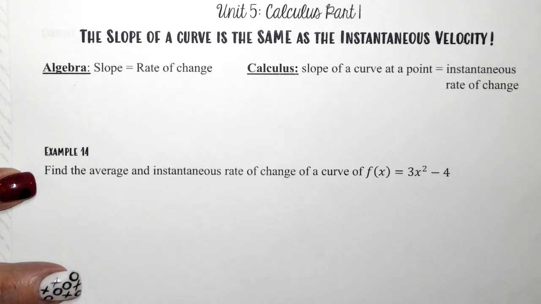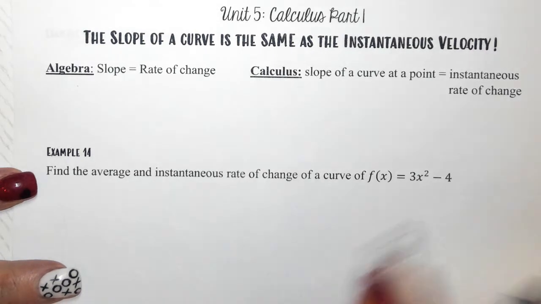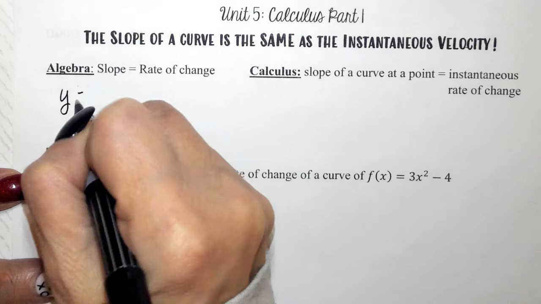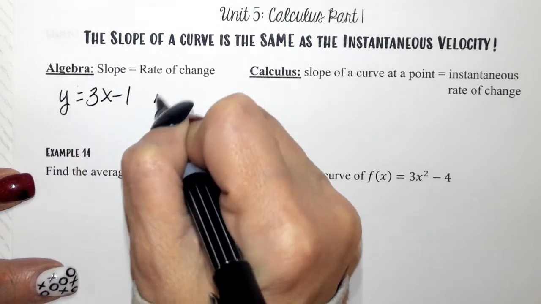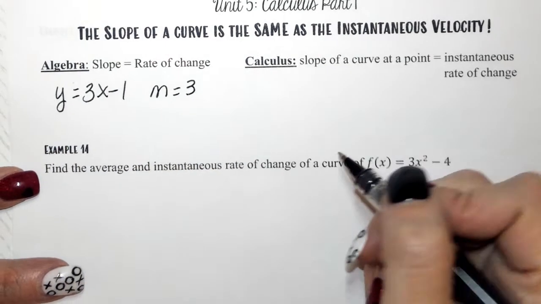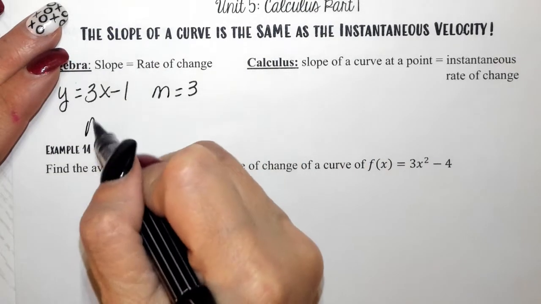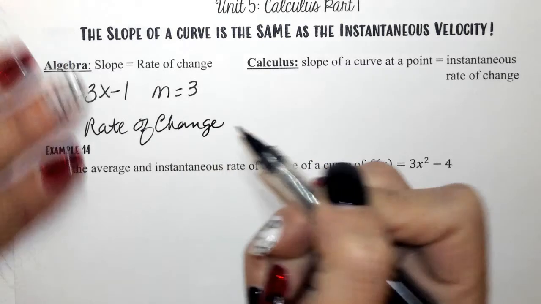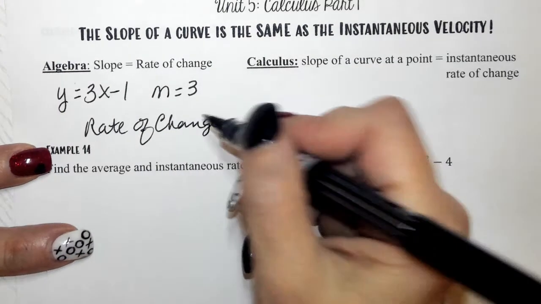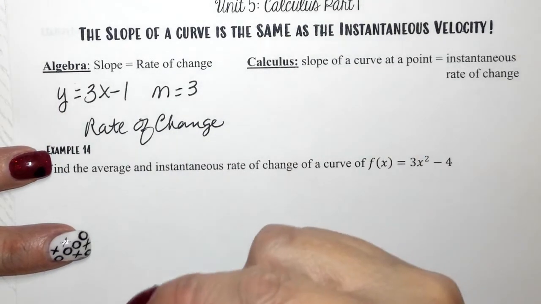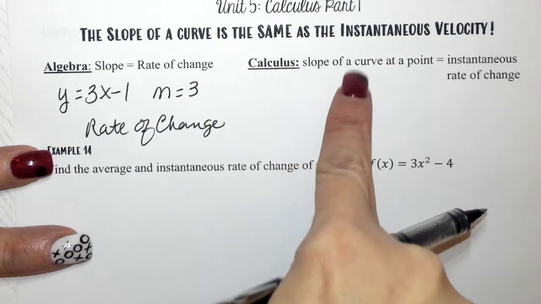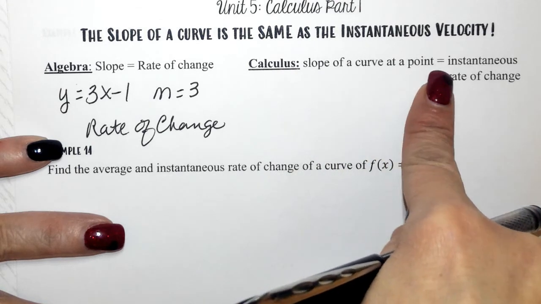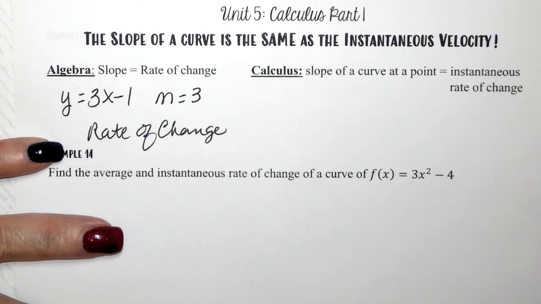All right, slope, rate of change. We already know all this, slope and rate of change. Let's see. We know that for y equals 3x minus 1, the slope in this situation would be 3. The rate of change, we know our formulas, y2 minus y1 over x2 minus x1. In calculus, the slope of a curve at a point is the instantaneous rate of change.